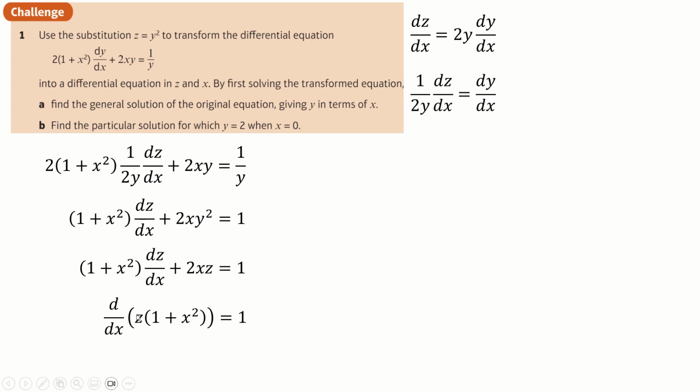So let's talk you through this. This is a product. So differentiating z with respect to x, you just get dz by dx and leave this one alone. That gives you that bit. And then when you leave this one alone and then differentiate this with respect to x, you get 2x, and you slam it there, and you get this here.